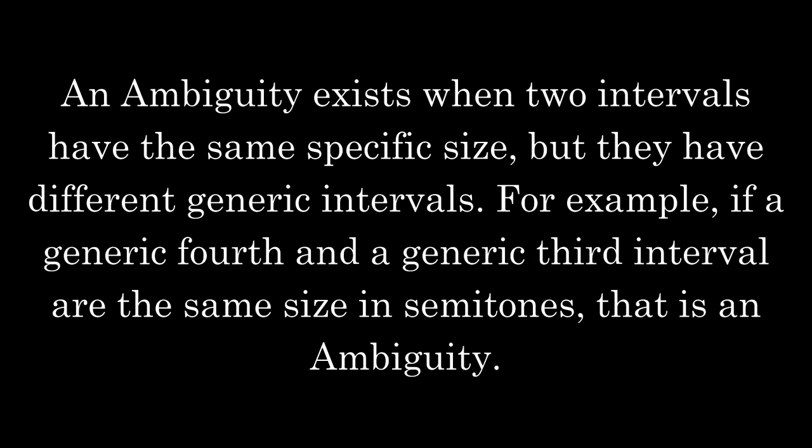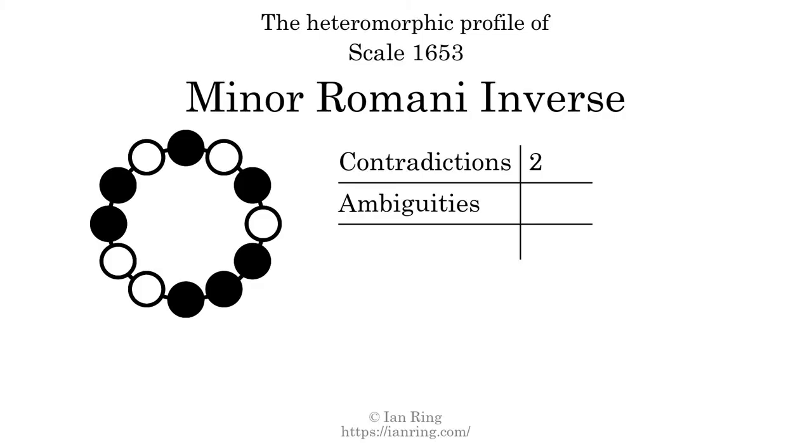An ambiguity exists when two intervals have the same specific size, but they have different generic intervals. For example, if a generic fourth and a generic third interval are the same size in semitones, that is an ambiguity. The number of ambiguities in this scale is 22.